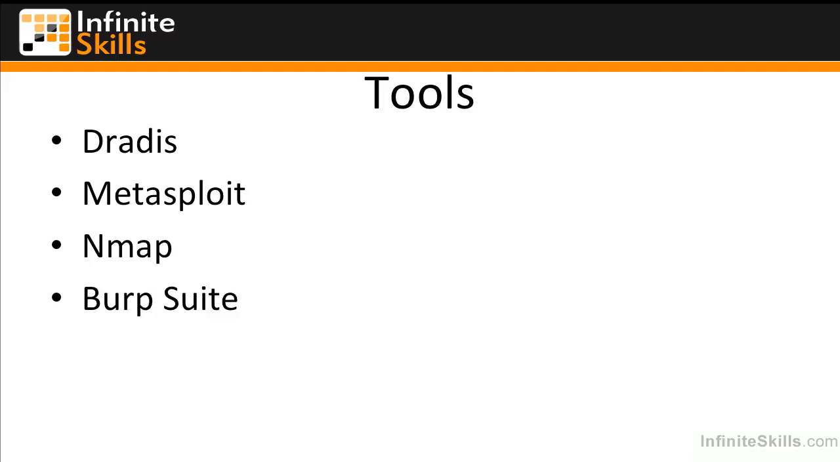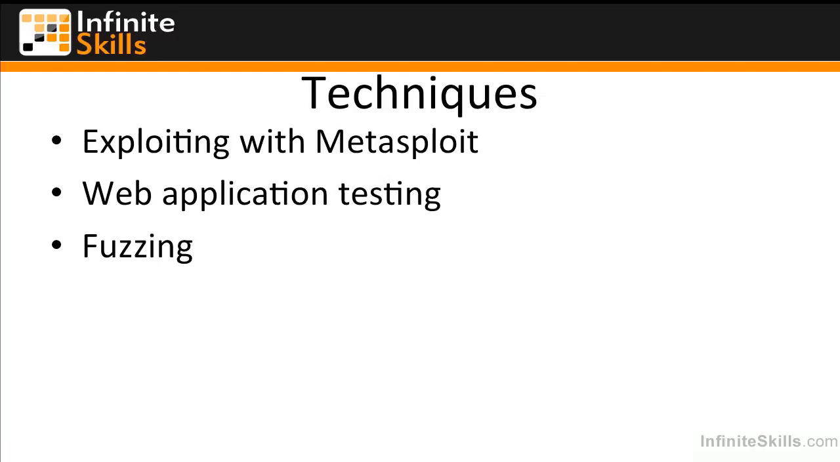So the tools that we're going to be talking about: Dratus, Metasploit, Nmap, Burp Suite. Those are just some of the tools that we'll be talking about and making use of. We're going to be talking about technique, so exploiting with Metasploit, doing web application testing, fuzzing, as well as a little bit of discussion about how some of these different types of vulnerabilities and exploits actually work.